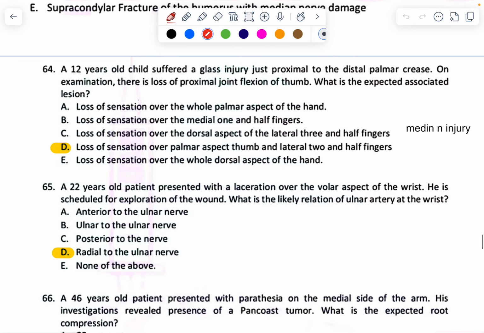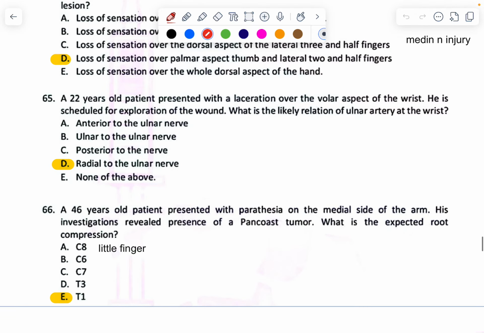A 46-year-old presented with paresthesia on the medial side of the arm. His investigation shows the presence of a Pancoast tumor. What is the expected nerve root compression? It is the lower C8, T1. Medial aspect of the arm is T1.